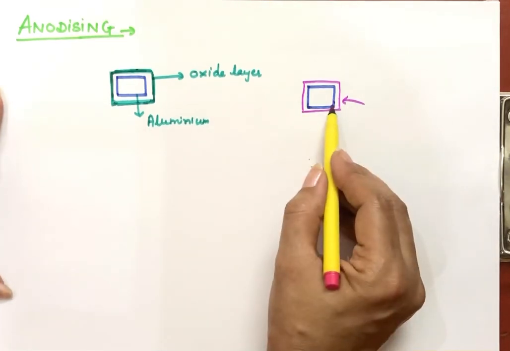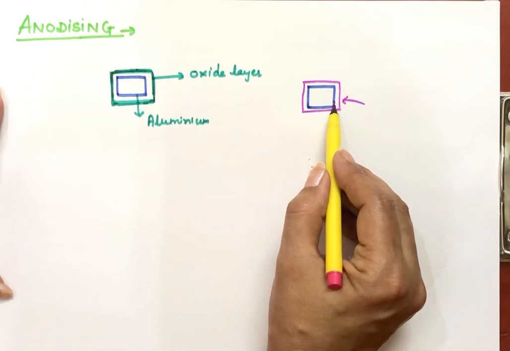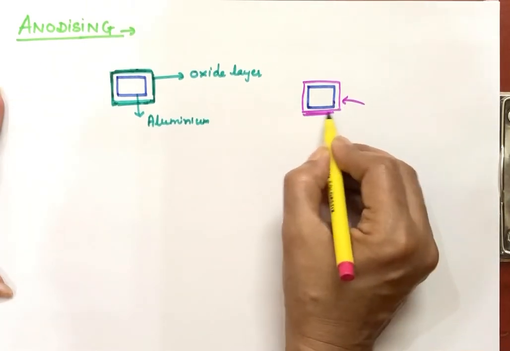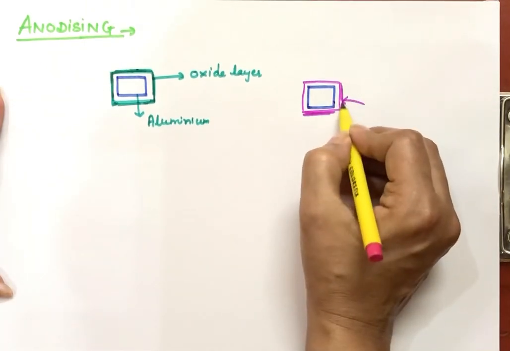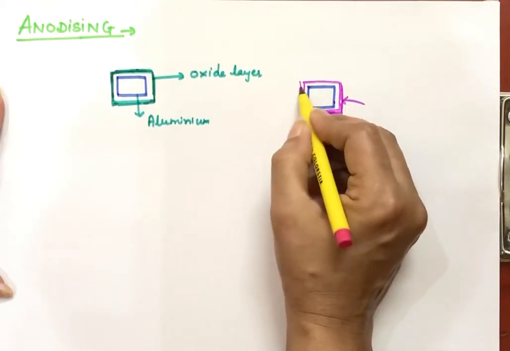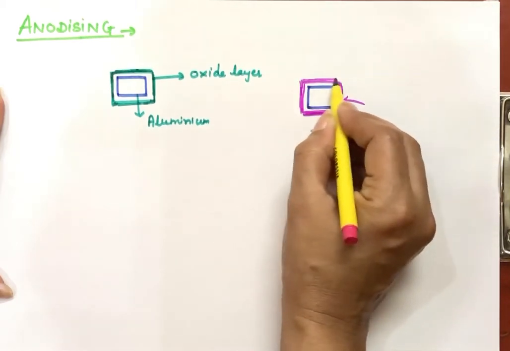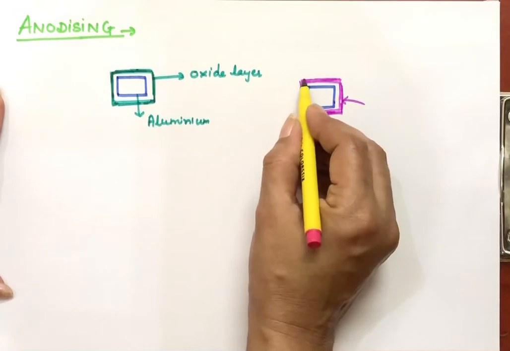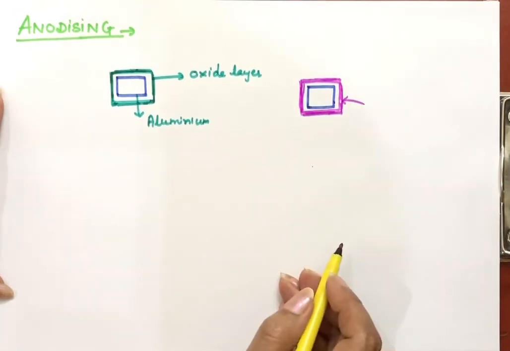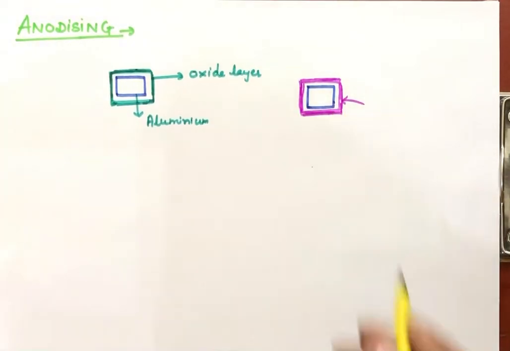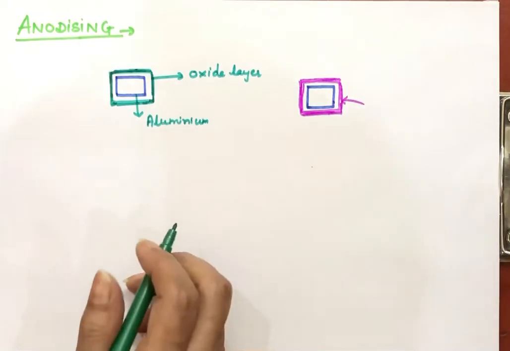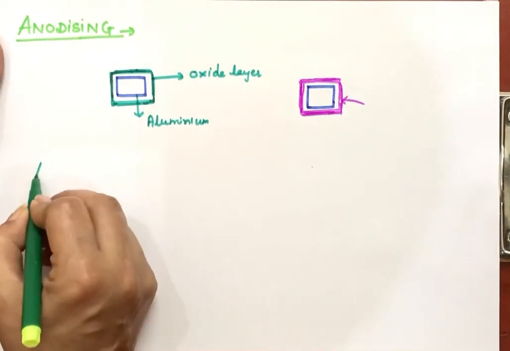And this resistance of aluminium can be further improved if we make this oxide layer a little thick. Then the resistance of aluminium will be further improved. But how is this thick oxide layer formed on the surface of aluminium? The process here is called anodizing.